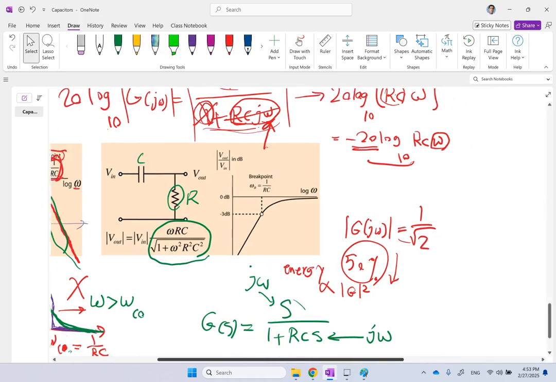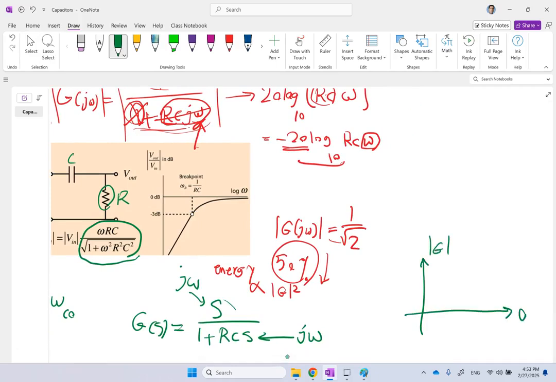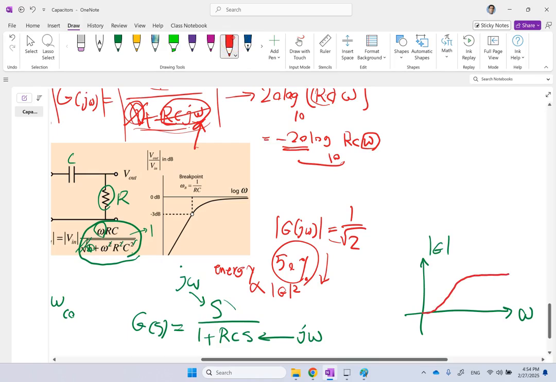And if you plot this case, forget about this decibel for a second. If you plot this case, this magnitude of G versus omega, you see that at omega of 0, the numerator is 0, the whole thing goes to 0. And when omega goes very large, this term is negligible compared to that omega squared. And then all of those power 2's would cancel with the square root. So you get omega RC over omega RC, it goes to 1. So at low frequencies, it's 0, but at high frequencies, the magnitude goes to 1, something like this.